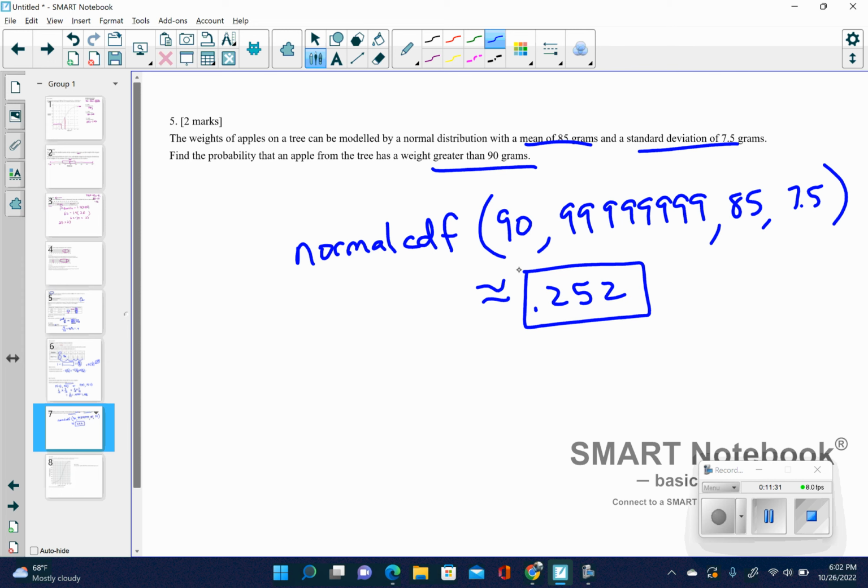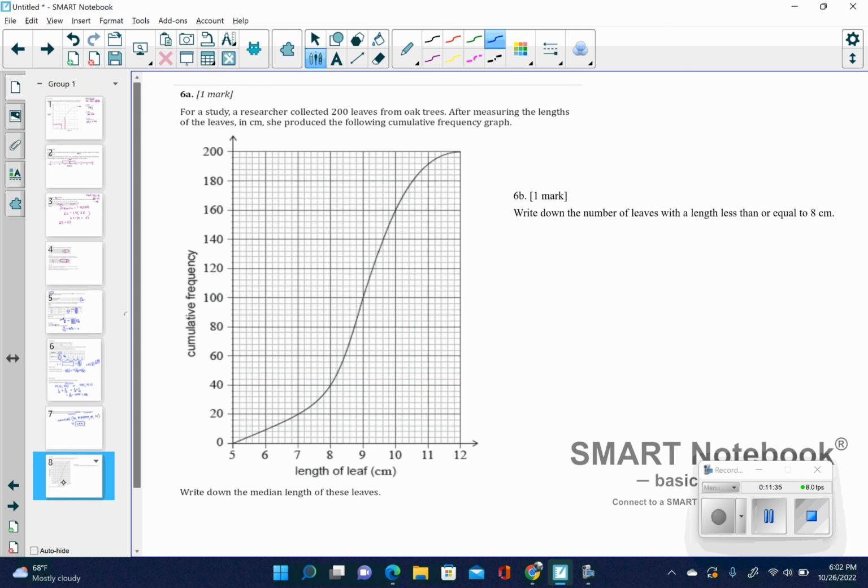For the last one, I don't know why, but a lot of people didn't do this one, even though it is probably the easiest question on the whole test. Probably we ran out of time, but anyway, this is out of 200. That is the highest, so half of that, the median, is the number in the middle. They're asking us for the median length, so we go down like this, and that answer was 9 centimeters.